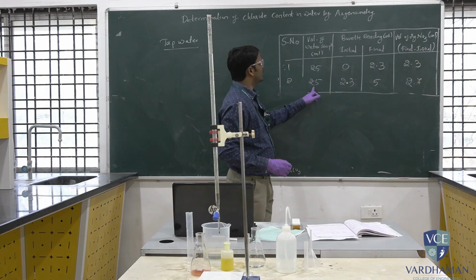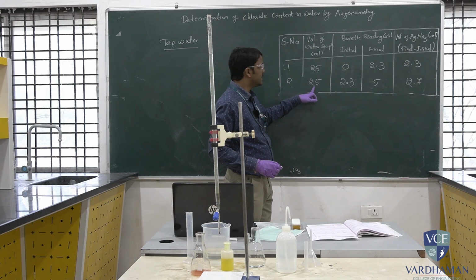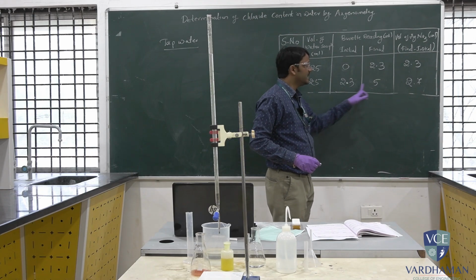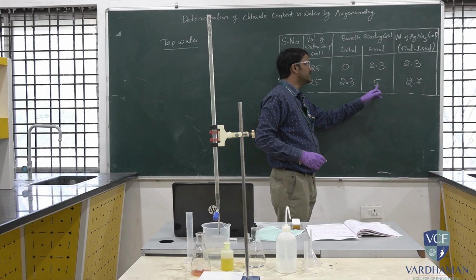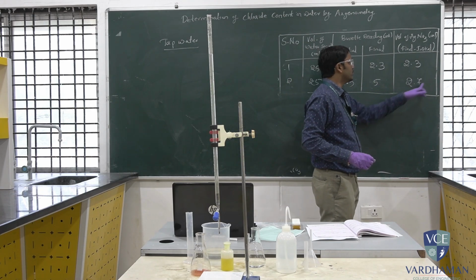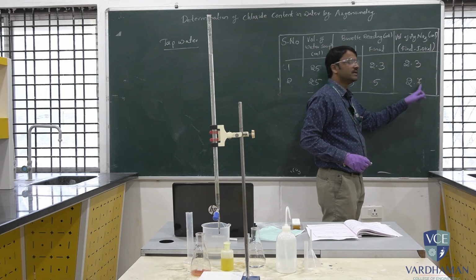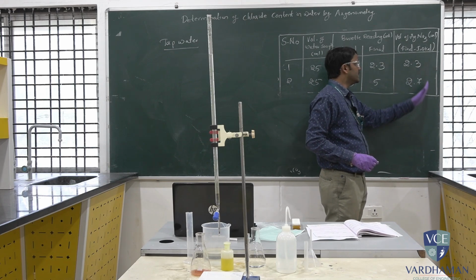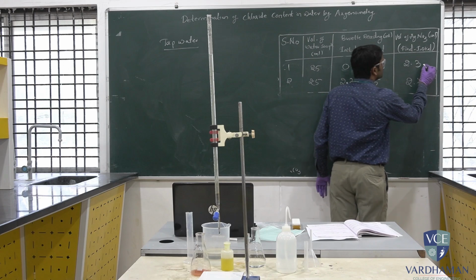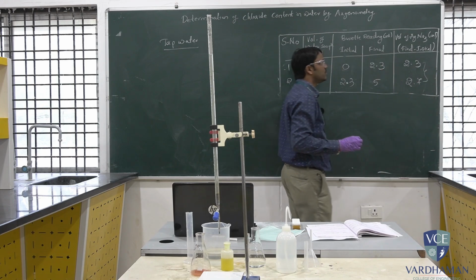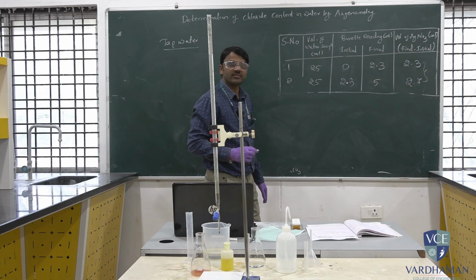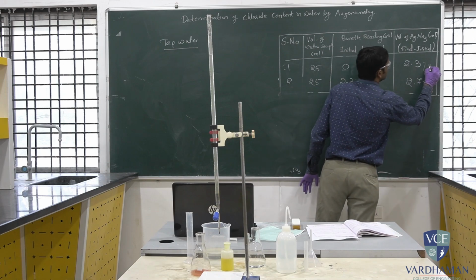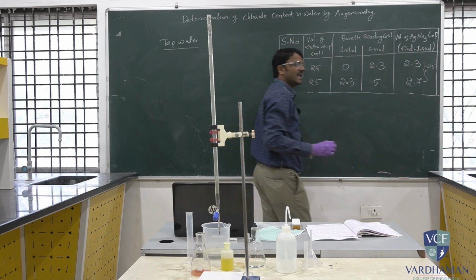In the second experiment we repeated, we got the initial value 2.3, and once the titration ended we got 5 ml in the burette reading. So when we subtracted, we got approximately 2.7. These two values are nearby, so I am taking the average of these two, 2.3 and 2.7. How much will it be? 2.5. So the average value is 2.5. Now we'll move into the calculation.